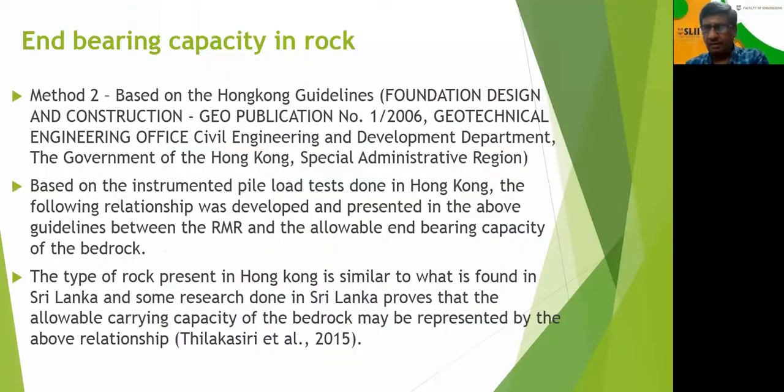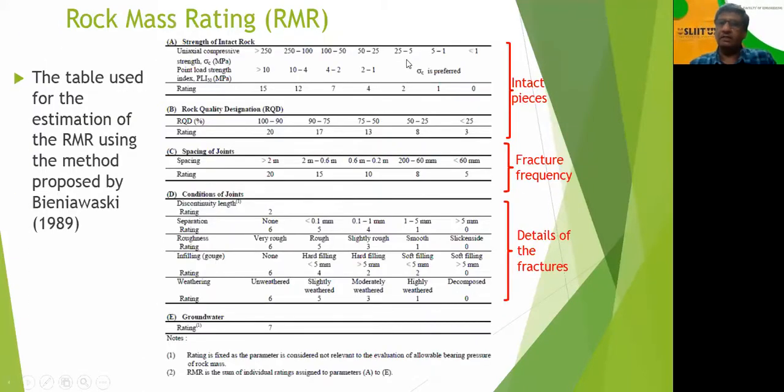So they determine the RMR based on this chart. If you look at this particular chart, it was originally developed by Bieniawski in 1989. There are a lot of charts developed afterwards, but they use only this particular chart. The maximum RMR that you can get from this chart is about 86.